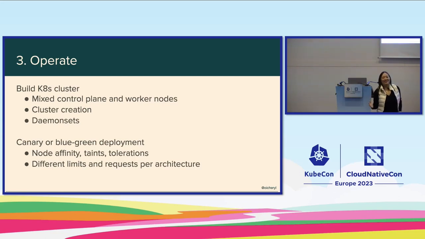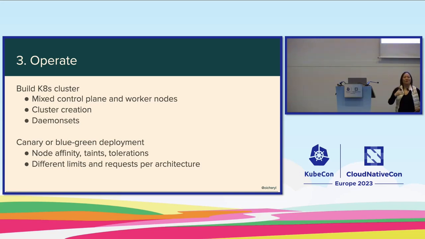So again, I hope you have good canary or blue-green deployment practices already in place. So you start by rolling out, you know, 1%, monitor, see what's going on. Make sure that you're actually scheduling the right workloads on the right nodes. So you'll use node affinity for this, you'll use taints, tolerations.